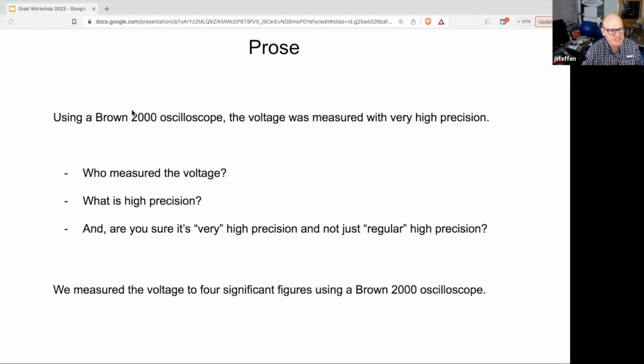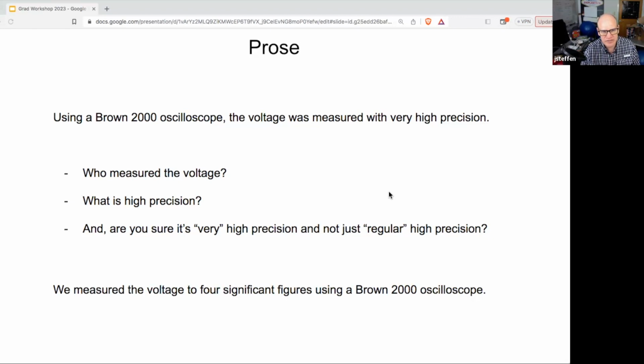So if I were to rewrite the original sentence, "Using a Brown 2000 oscilloscope, the voltage was measured with very high precision," it becomes: "We measured the voltage to 4 significant figures using a Brown 2000 oscilloscope." Who is responsible for it? What did we measure? This is the precision, and then the reader can decide if that's high precision or low precision. If we're talking about the spin of the electron, then 4 significant figures is really low precision. If we're talking about measuring some other parameter, then 4 significant figures could be very high precision. So that is discipline specific.